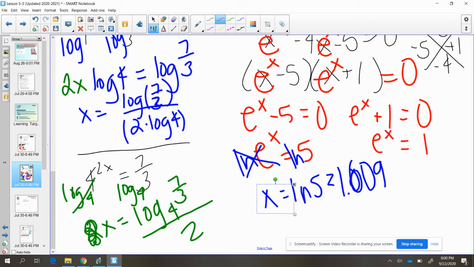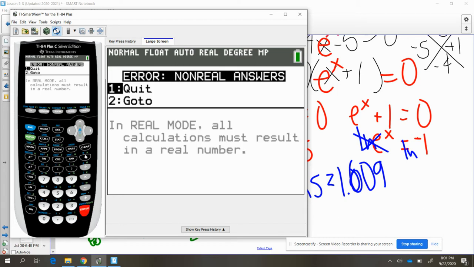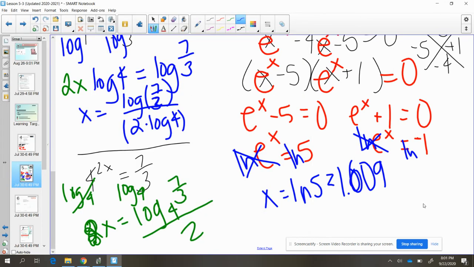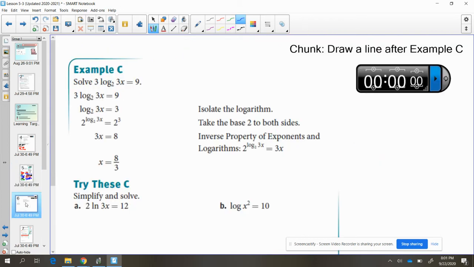Now, on the other hand, over here, when we were solving this, e to the x equals -1 when we subtract the 1 over. Well, the problem here is we cannot take the natural log of a negative number. Watch, if we try to do this, it's going to give us an error message. So be careful, because this second piece here is not possible. So we really only have this answer here of 1.609.